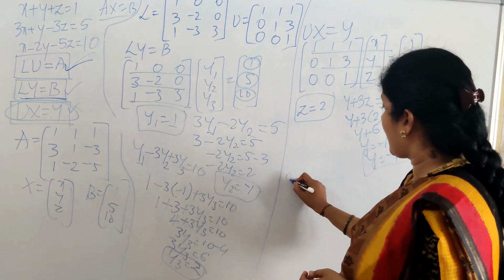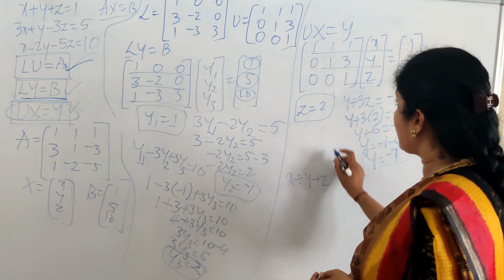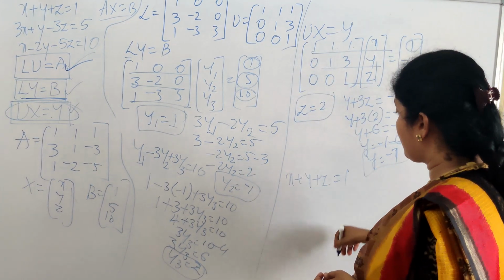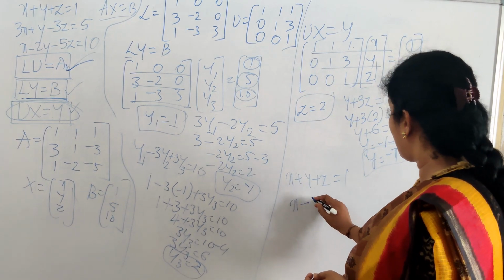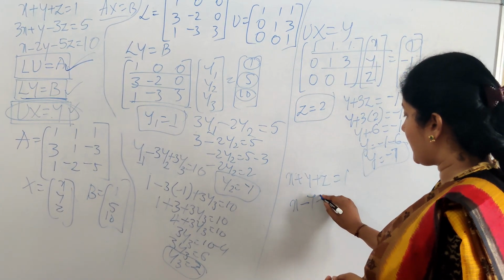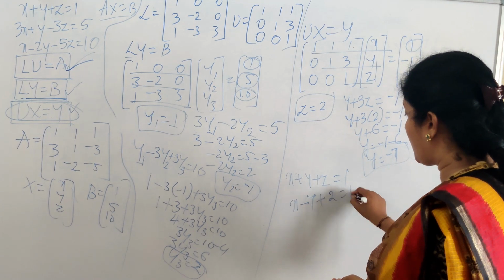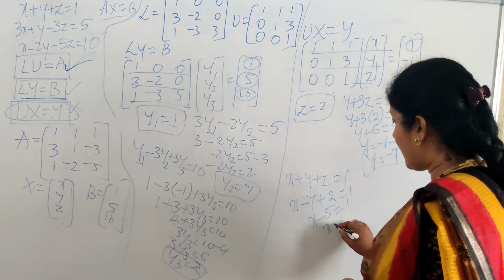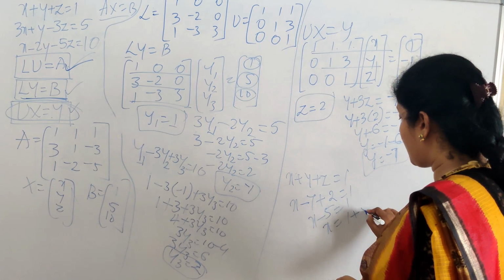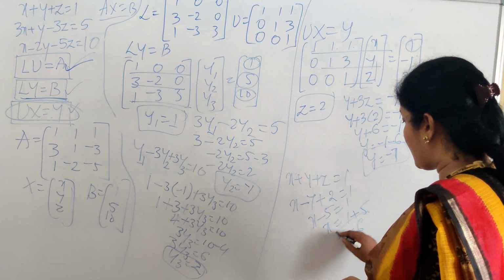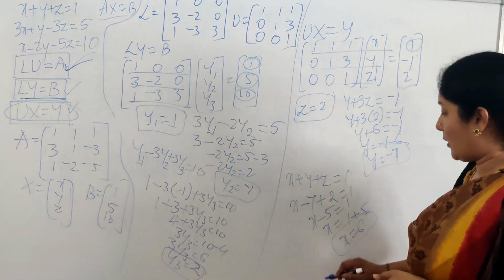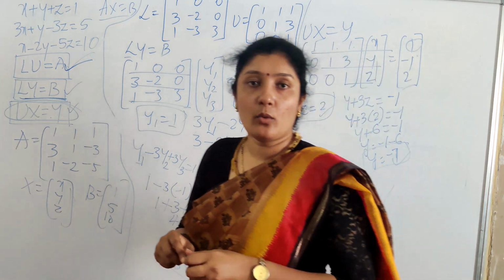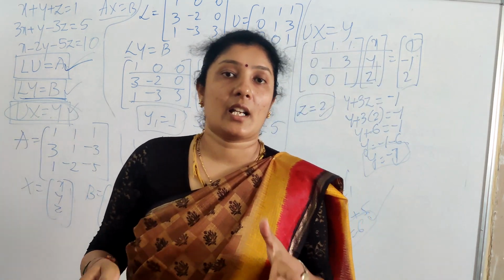Next, x plus y plus z, cross multiplication, is equal to 1. So, x plus y means minus 7 plus z is 2 equal to 1. X minus 5 equal to 1. X equal to what? 1 plus 5. Therefore, x equal to 6. So, this is how we got the values of x, y, z using the LU decomposition method or Crout's method.